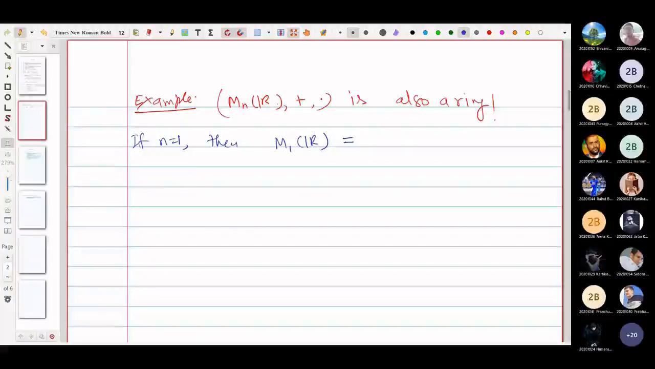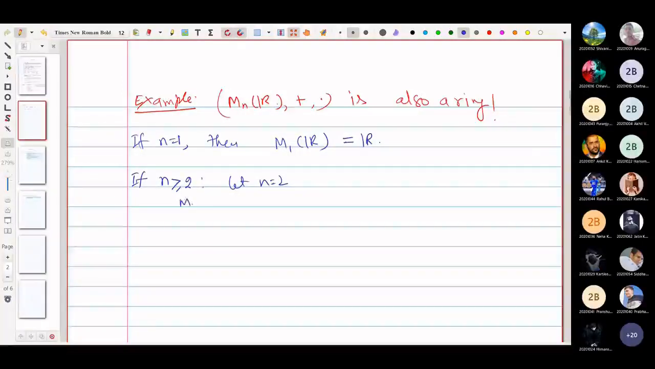All 1 by 1 matrices is equal to nothing but the real numbers R. You know that R, plus, dot is a ring, so there is nothing more to discuss about it. If n is greater than or equal to 2, then there may be so many cases. So let us consider n equals 2.